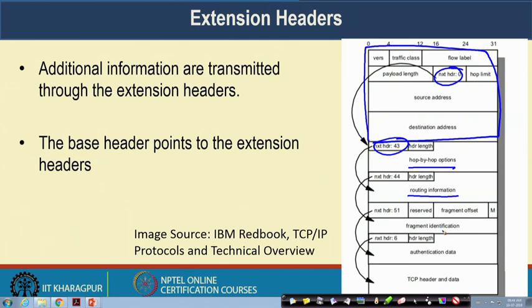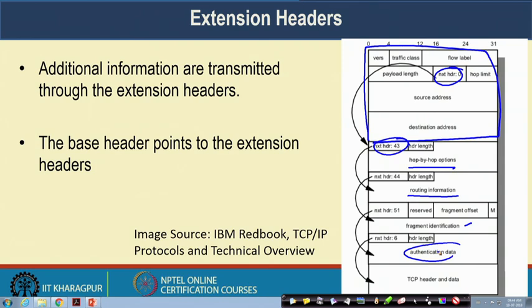Then the fragment identification, if your IPv6 packet gets fragmented into multiple pieces, then this fragment information can be contained in the fragment header. Then your authentication data, as I have mentioned, authentication or security became an inbuilt part of IPv6. So, the authentication information can be put inside the optional header, and then you have this TCP header and the corresponding data. So, that way you can have multiple such extension headers along with the mandatory header, which will give you additional information about how the packet will be treated by the IP protocol.